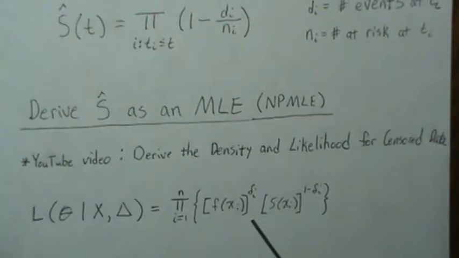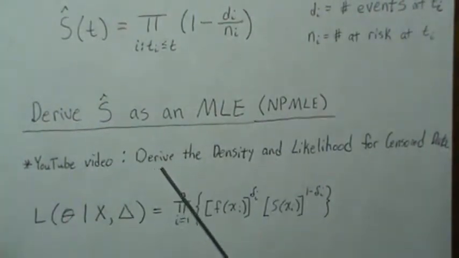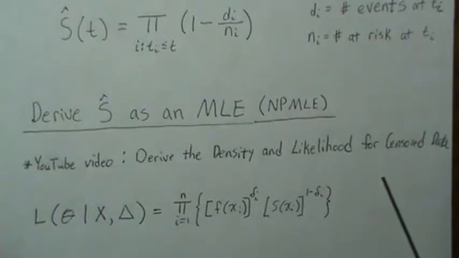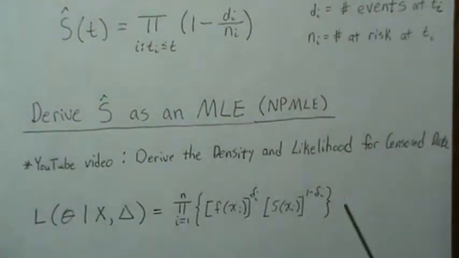Here's the likelihood, and I'm not going to derive it. I have a YouTube video that's titled Derive the Density and Likelihood for Censored Data. And this is actually not the true likelihood. There's a piece over here that deals with the censoring mechanism, but this is the relevant piece to making inferences about the failure times. So this is really the only piece that they keep, and that's what we'll keep.